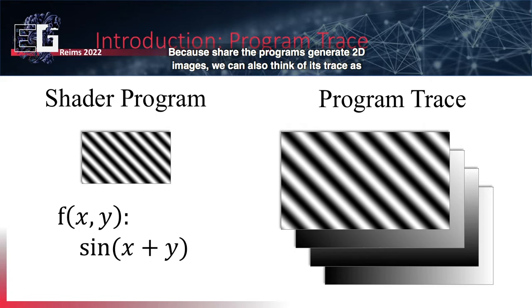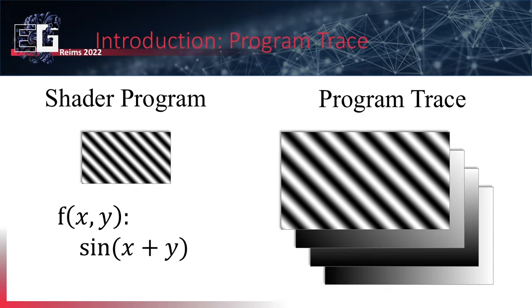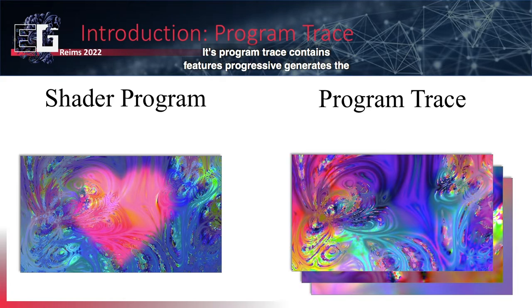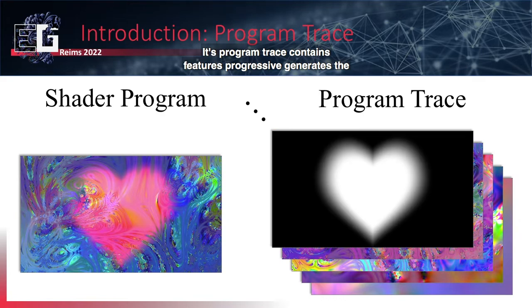Because shader programs generate 2D images, we can also think of its trace as a series of 2D feature maps, or a 3D tensor. This is a much more complicated program called TriviHeart. Its program trace contains features that progressively generate the psychedelic appearance, as well as the mask and the shape of the heart. Here we are only showing 5 examples of trace entries, but there are actually hundreds of them.